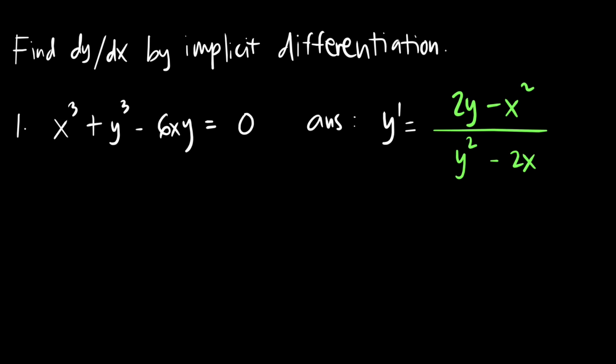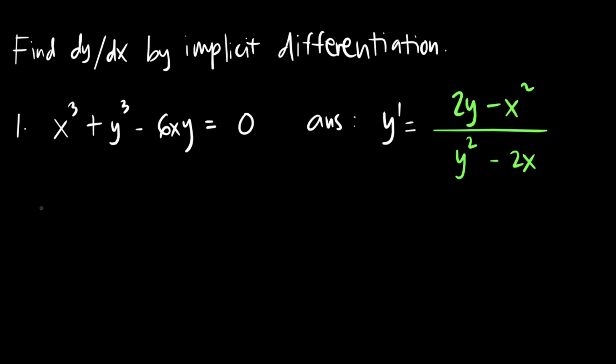So find dy over dx by implicit differentiation. We'll just find the y prime and isolate it against its first derivative. So let's answer this number 1. x cubed plus y cubed minus 6xy is equal to 0.